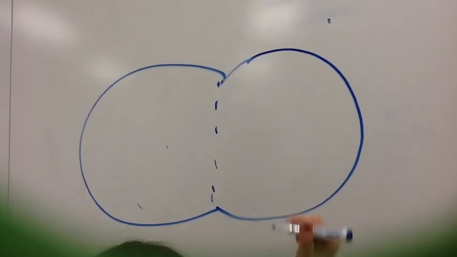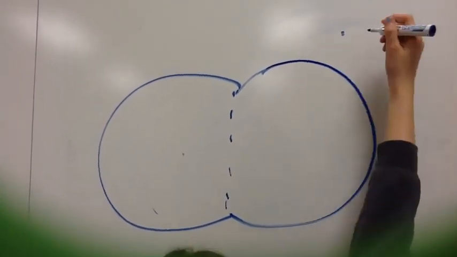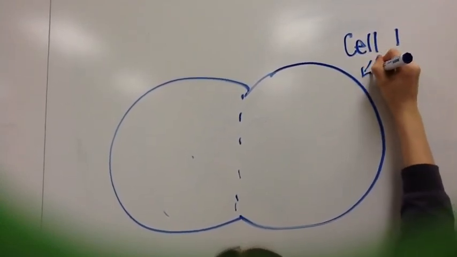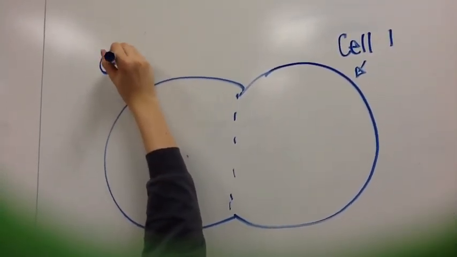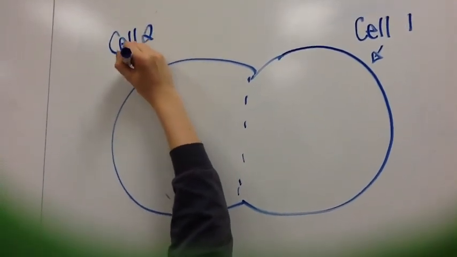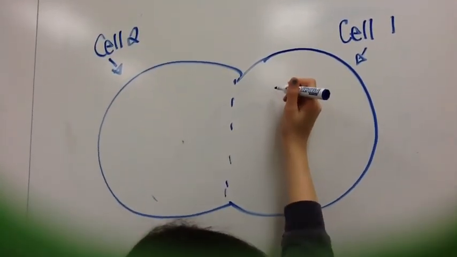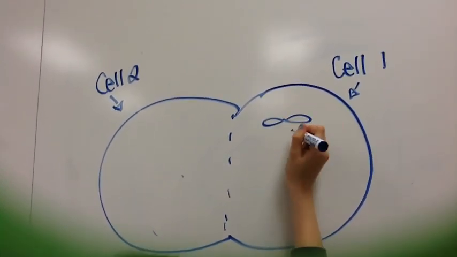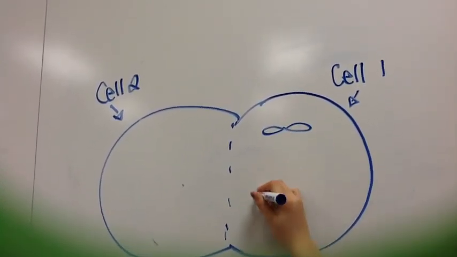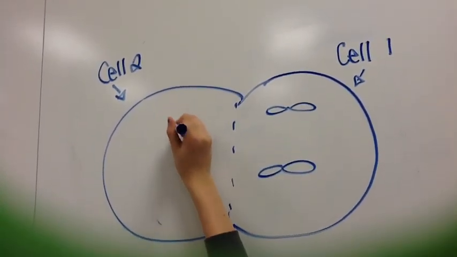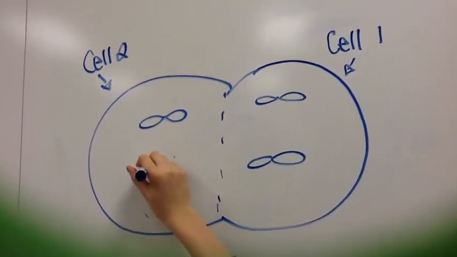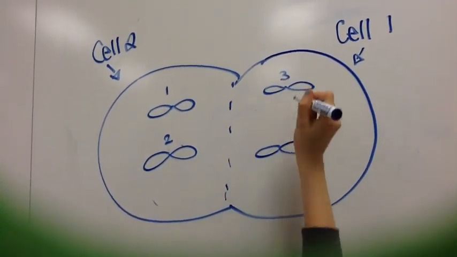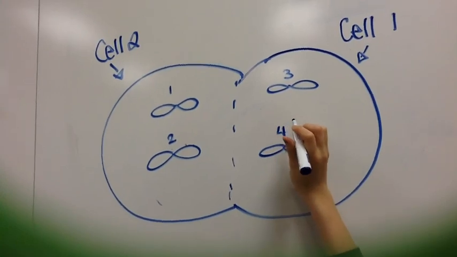Next happening is telophase, where the cell divides along the center. The process where one cell divides into two is called cytokinesis. The chromosomes are now doubled and put on opposite ends of the cell.